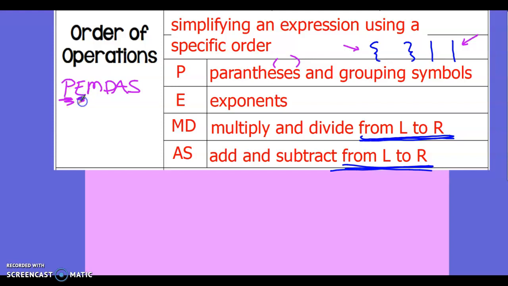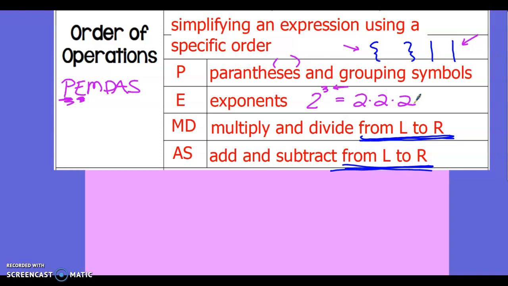The E stands for exponents. So exponents are those little raised numbers, like if you have a 2 with a little raised 3. This little raised 3 is called an exponent. That would be read 2 cubed, and that means you would do 2 times 2 times 2, 3 2's multiplied together. So we do parentheses, we do exponents.